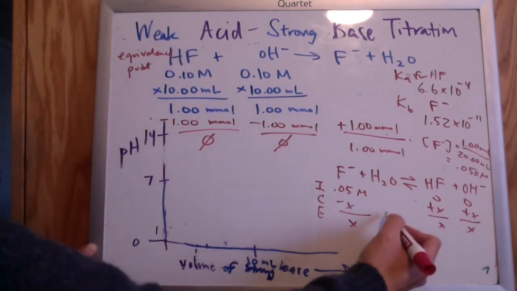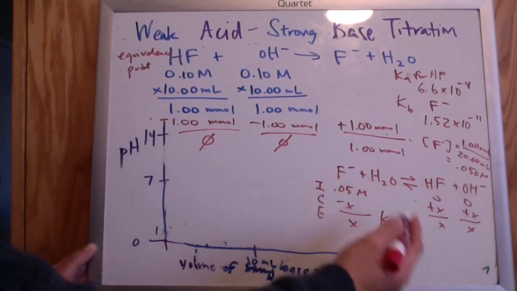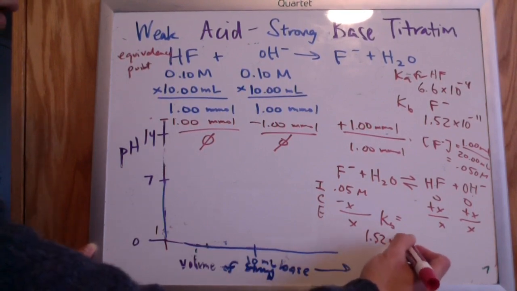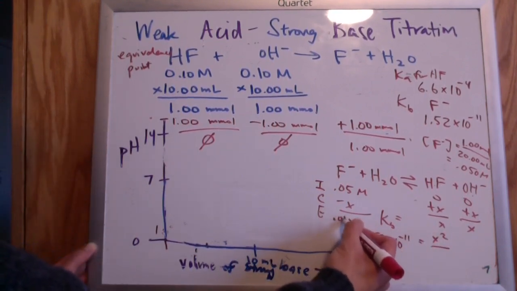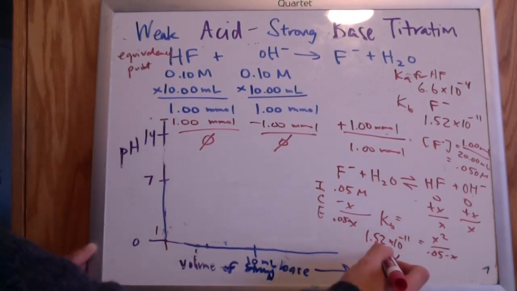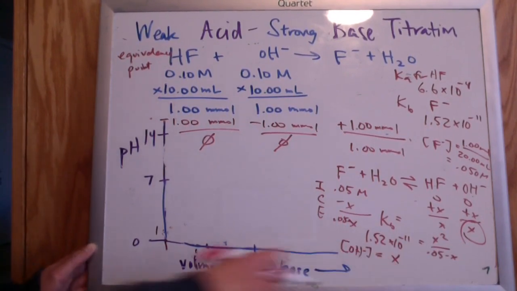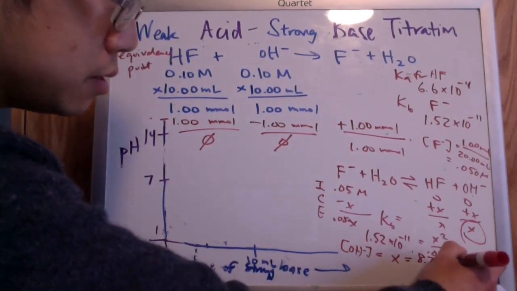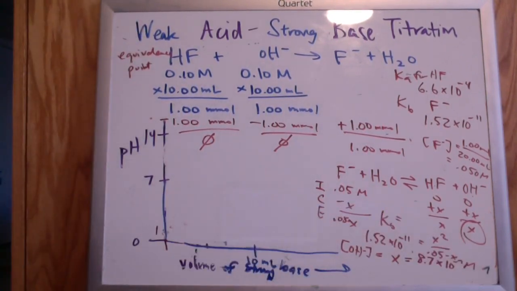And then you set up your Kb expression. Your Kb expression would be HF times OH- divided by F-. So 1.52 times 10^-11 equals X squared over 0.05 minus X. Then we'll solve. When we solve for X, X is the hydroxide ion concentration. So we plug that in, and we get X equals 8.7 times 10^-7 molar.